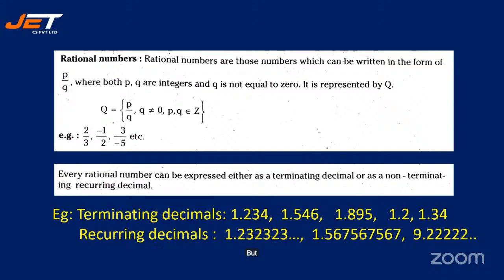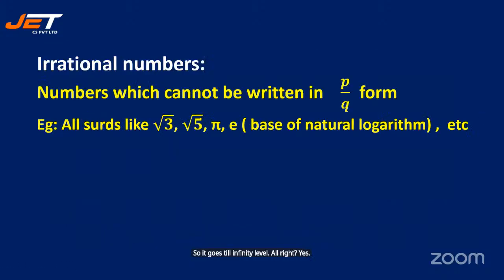But when we talk about recurring decimals, you can see the example given here: 1.23, 23, 23, and so on. See, this 23 keeps recurring again and again, going till infinity. Similarly 1.567, 567, 567. So it goes till infinity. Yes. Now, we learned about the rational numbers.